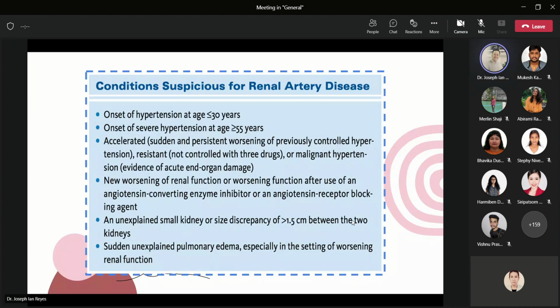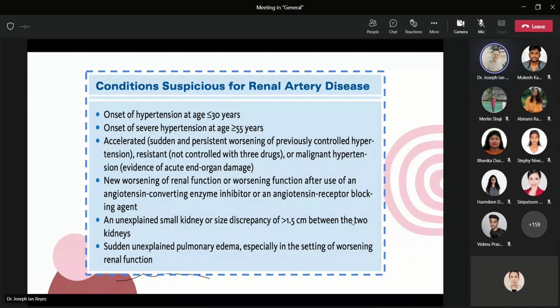For onset of hypertension at a younger age, you should have your patients screened, especially if they also have relatives who have hypertension at a younger age. They have higher risk. Then onset of severe hypertension at the age of 55, meaning the patient is still taking medications but it's poorly controlled. So maybe the patient has a problem with renal artery disease.